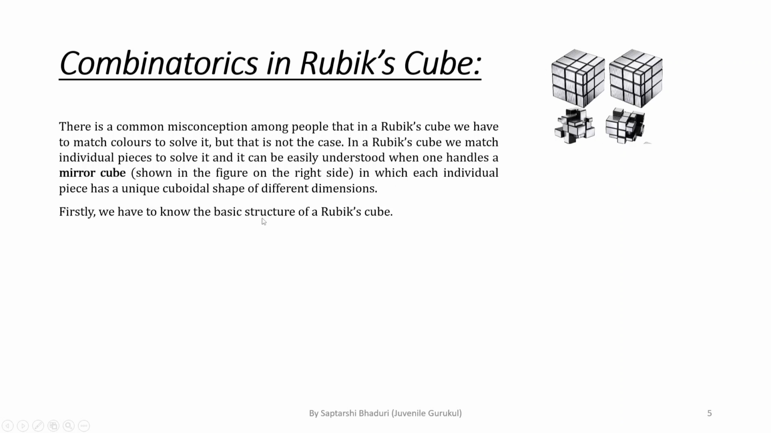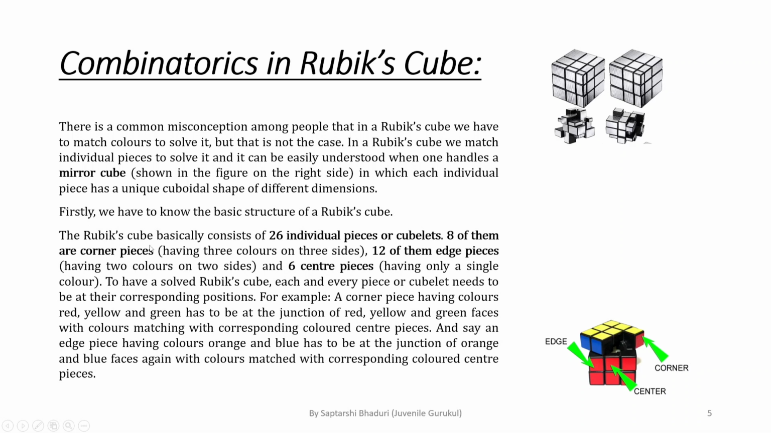Firstly, we have to know the basic structure of a Rubik's cube. This is what I meant by the basic structure of a Rubik's cube. Here, the center, corner, and edge pieces are marked. The Rubik's cube basically consists of 26 individual pieces or cubelets.